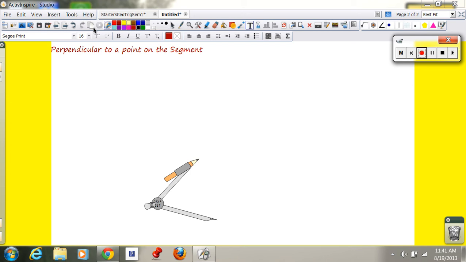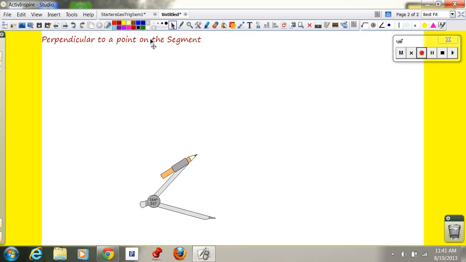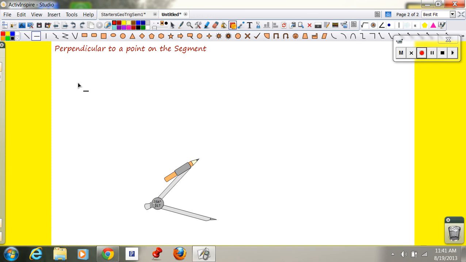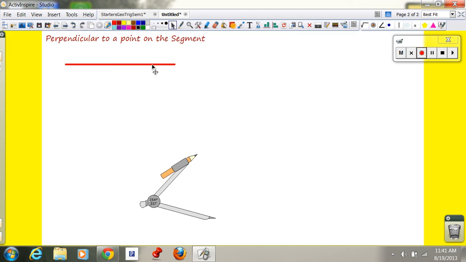This one's perpendicular to a point on the segment. So the first thing we need to do again is draw a segment. You just need room underneath this one. You need room underneath it. You don't need too much room at the top, but you do need some room underneath.